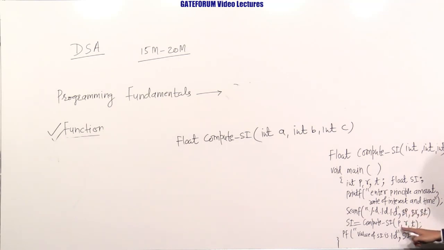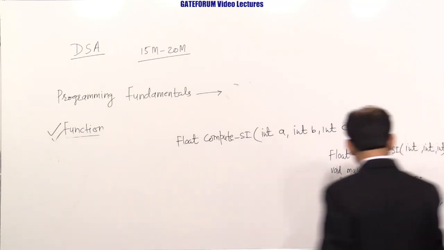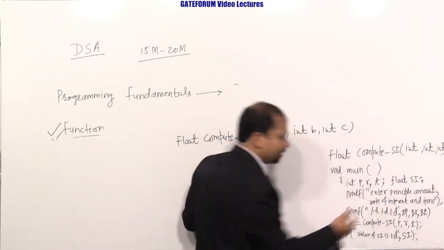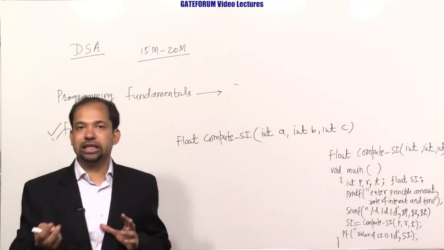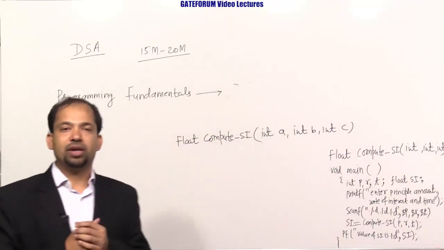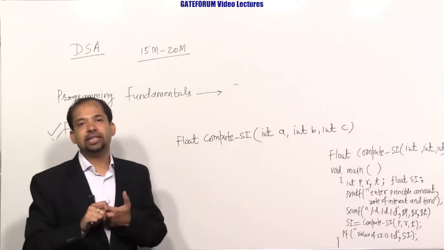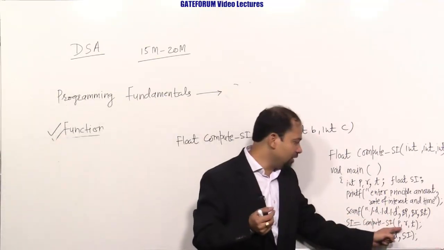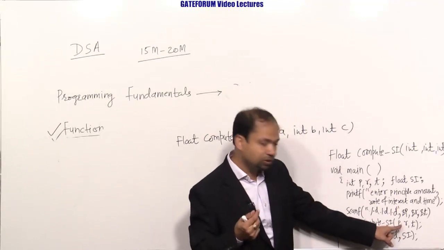So here we have received the value for principal amount, rate of interest, and time. So this is a formal actual parameter. Now we are passing this value to this function in the definition, and this is a call by value syntax. There are two syntaxes used in C for passing the parameter to a function. First is call by value, and second is call by reference.